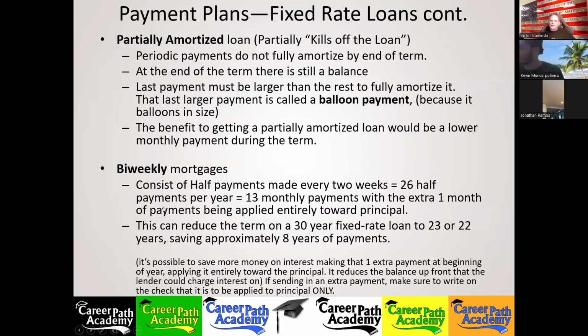That one extra monthly payment gets applied entirely towards the principal, paying down just the debt that you borrowed, not the interest. If you do this, that could reduce the term of a 30-year fixed rate loan by 7 or 8 years, where you could pay it off in 22 or 23 years instead of 30, saving you approximately 8 years of mortgage payments. That sounds like a lot, doesn't it?